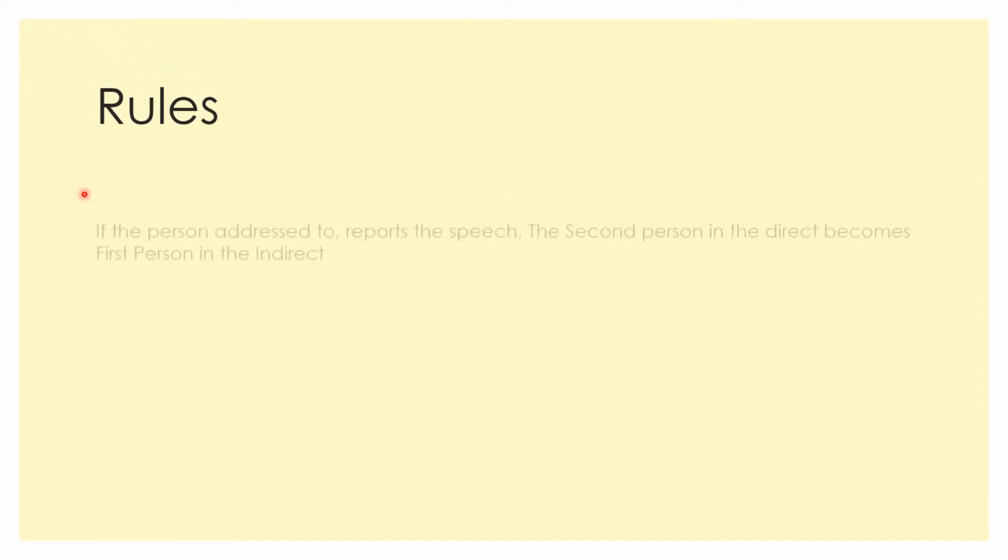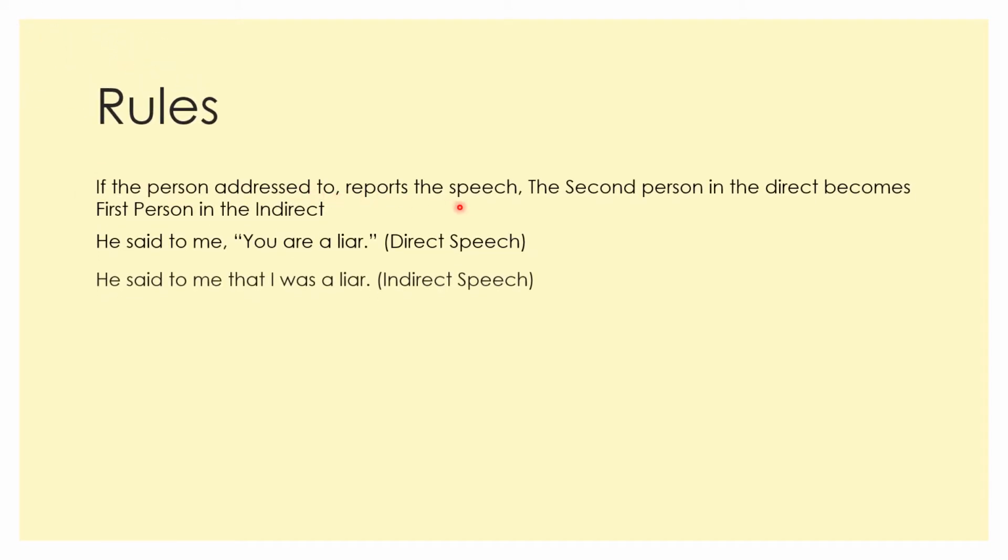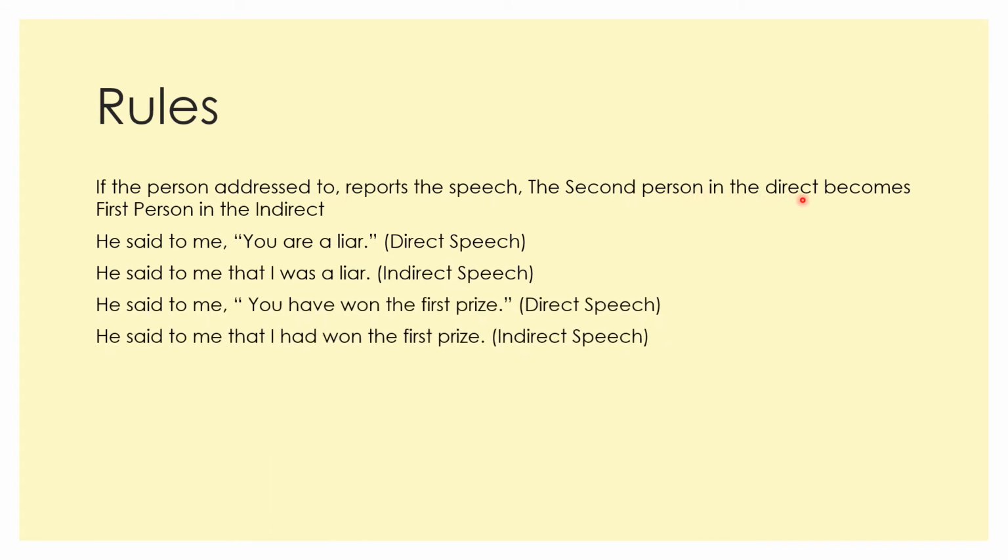The next rule: if the person addressed reports the speech, the second person in the direct becomes the first person in the indirect speech. Look at this sentence. He said to me, you are a liar. So you see this you is in the second person in the direct speech. It will become I, that is the first person, in the indirect speech. So he said to me that I was a liar. He said to me, you have won the first prize. So he said to me that I had won the first prize.